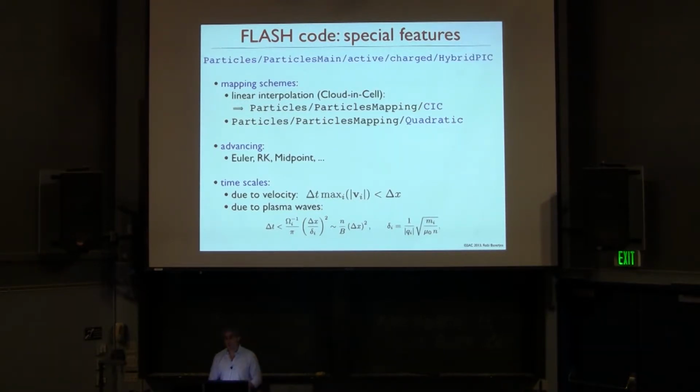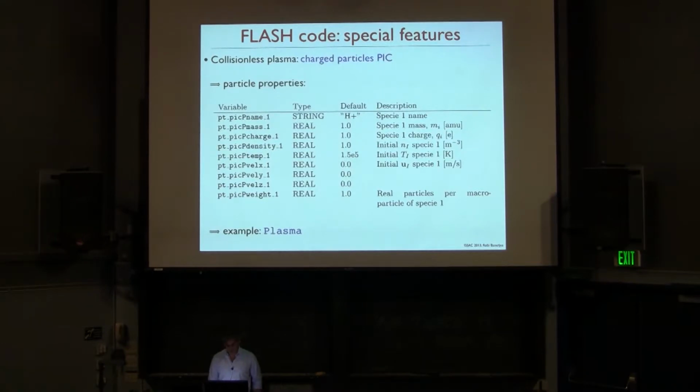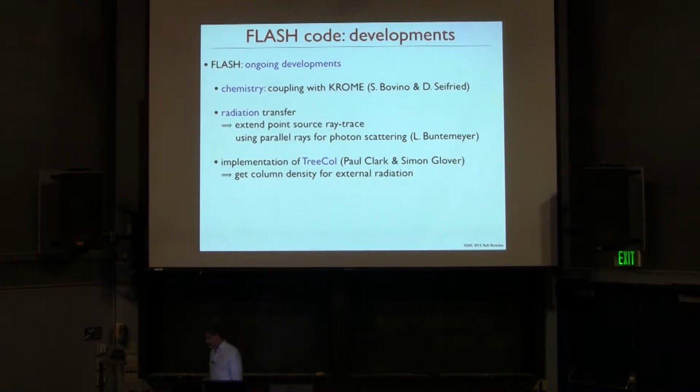What I wanted to put your attention on are what I would call special features here for the Flash code, things you might not know immediately. Here again is a list of the properties of your particles you can assign, and this is of course the mass and charge in the first place. And then I just want to draw your attention to a few ongoing developments concerning the Flash code.